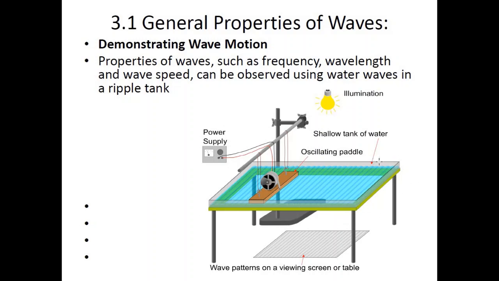It has a tank full of water and an oscillating pad that is fixed with a motor, and it is basically a shallow tank of water with some illumination on top. When the motor is turned on, it oscillates and produces waves or ripples in the tank, and they can be observed on the screen below.